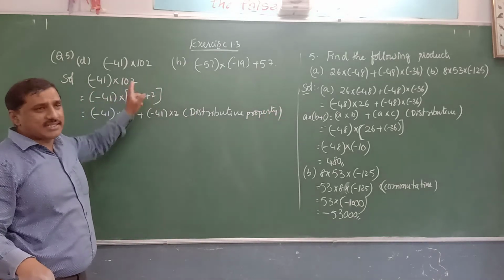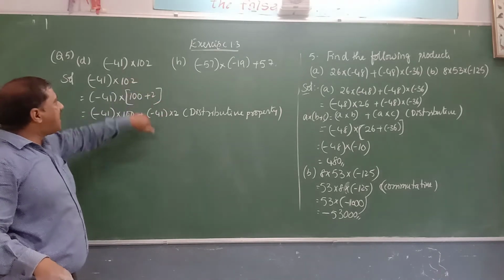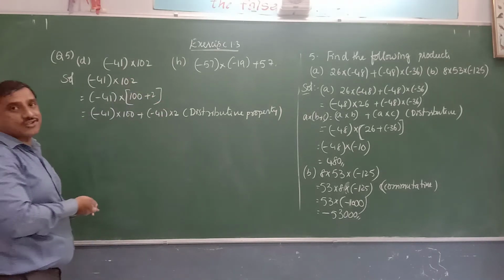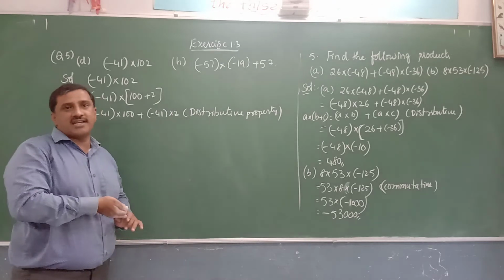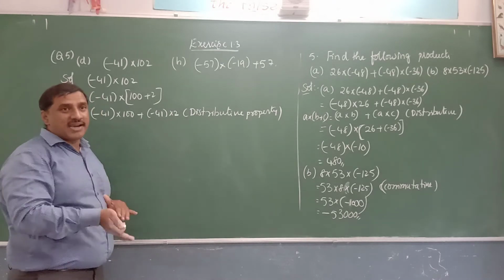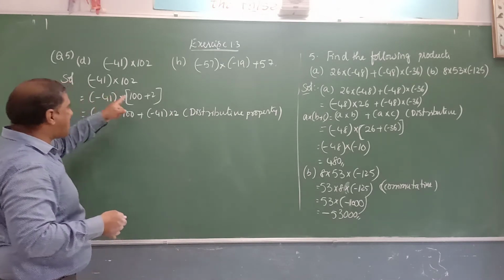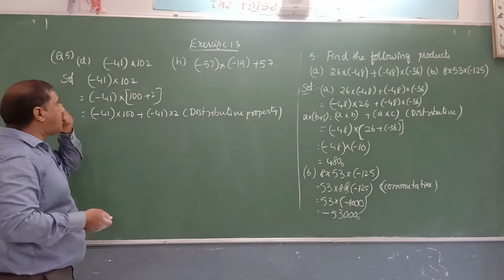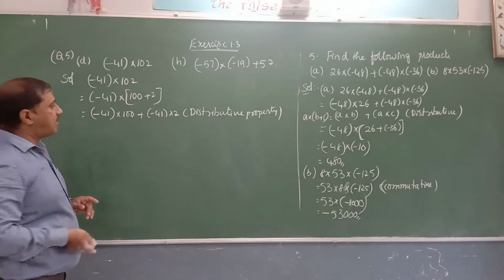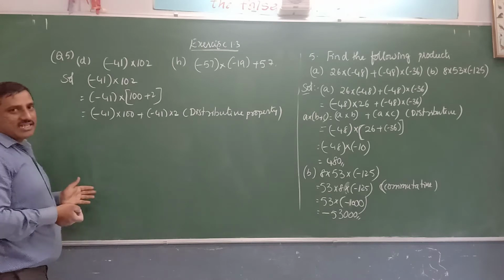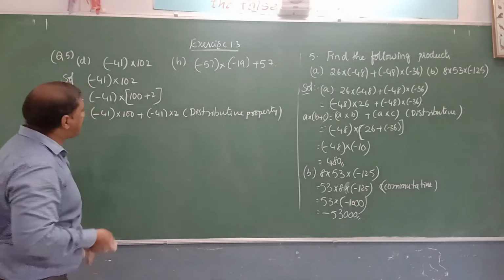If it is 103 it means 100 plus 3. If it is 98, what is it? 100 minus 2. 98 means 100 minus 2. 99 means 100 minus 1. So it is easier for us to multiply with 100 than with 102 or 103 like this. So we made our multiplications easy by using the properties.